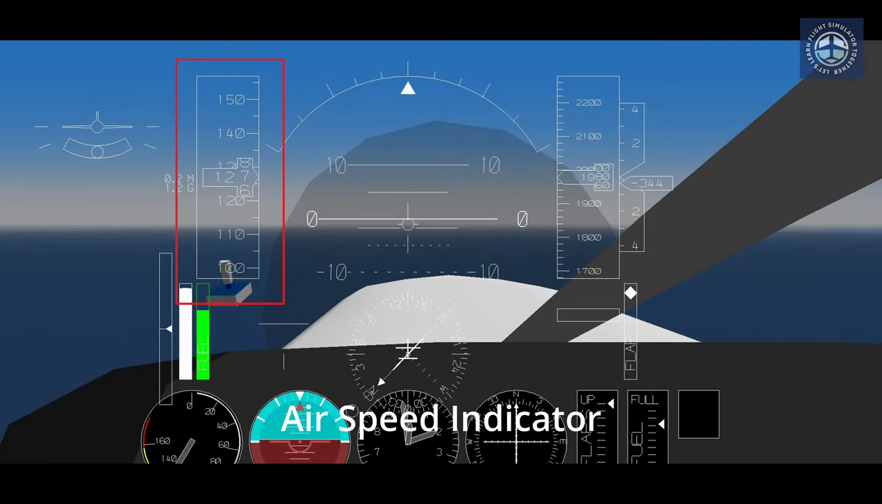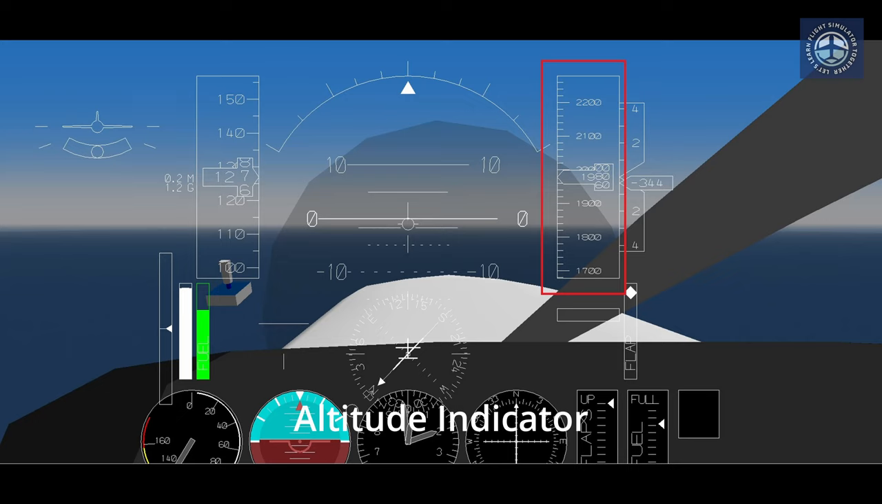Before we proceed, let's have a look at the instrument panel, as without them, we will definitely be getting lost. What you are seeing inside the red box is the airspeed indicator. It tells you the speed of your aircraft in knots. This red box is your altitude indicator. It tells you the height of your aircraft from the sea level in feet.